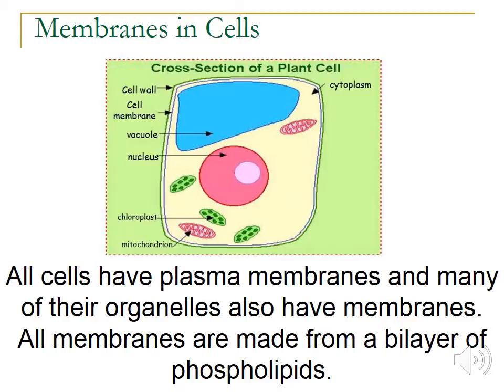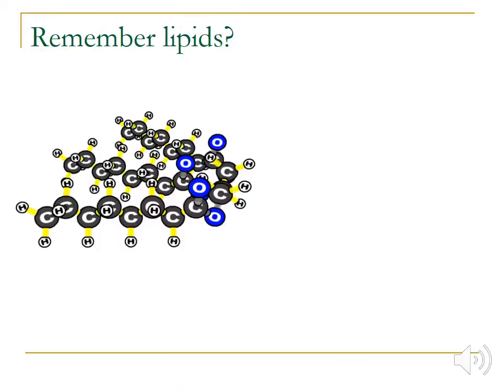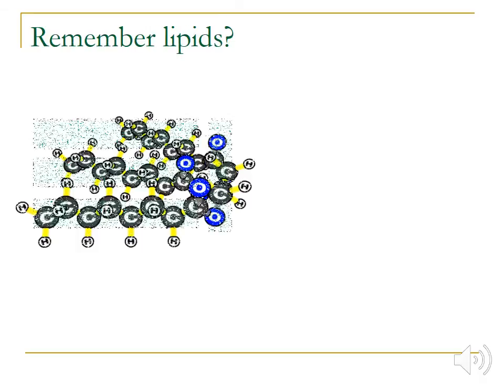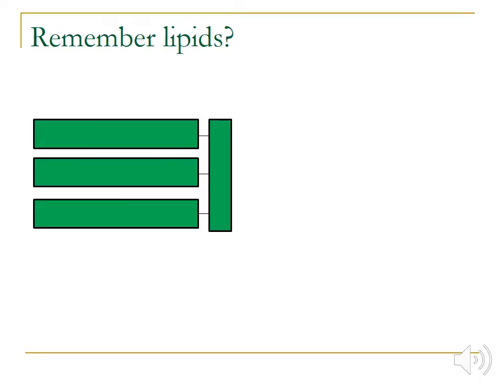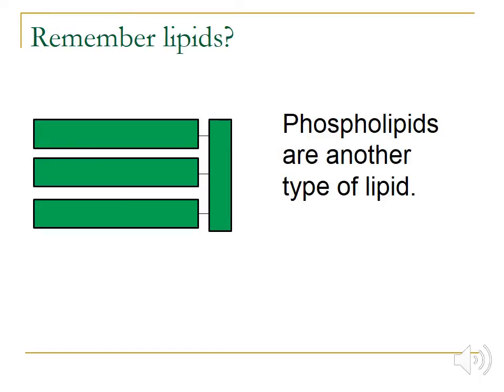All membranes are made in the cell of a bilayer made out of phospholipids. We've actually talked about phospholipids before, way back in the biomolecules section. We talked about lipids or fats, and we represented our fats with this simple shape. Phospholipids are simply another type of fat or another type of lipid. They are shaped a little bit differently.